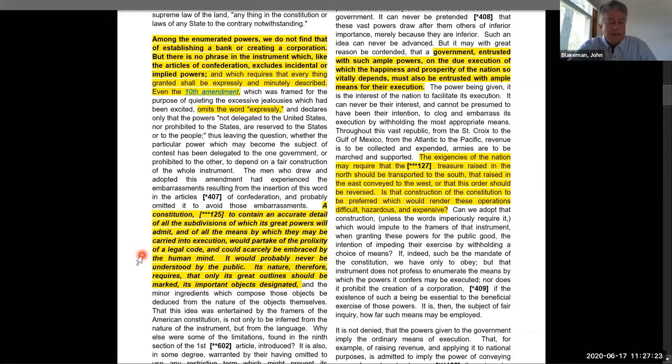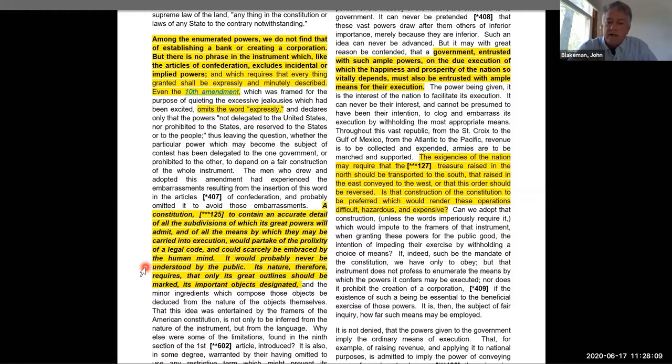You know, Marshall has told us that Congress has implied powers. And he says, a constitution to contain an accurate detail of all the subdivisions of which its great powers will admit, and of all the means that they can be used. It would be a legal code. It would be so detailed that people could not understand it. It could not be embraced by the human mind. It would not be understood by the public. The nature of a constitution is that its great outlines should be marked, its important objects designated, and basically the political institutions fill in the gaps.